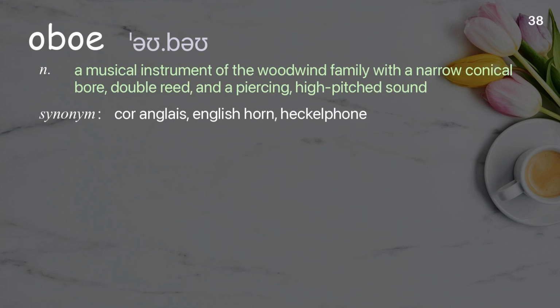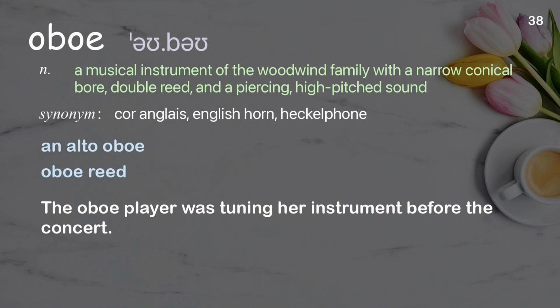Oboe. A musical instrument of the woodwind family with a narrow conical bore, double reed, and a piercing, high-pitched sound. Examples: An alto oboe. Oboe reed. The oboe player was tuning her instrument before the concert.